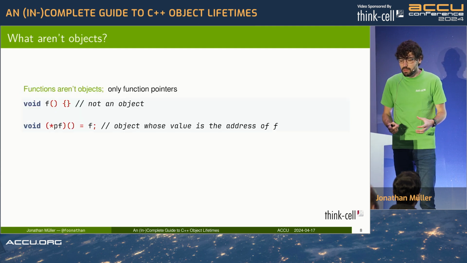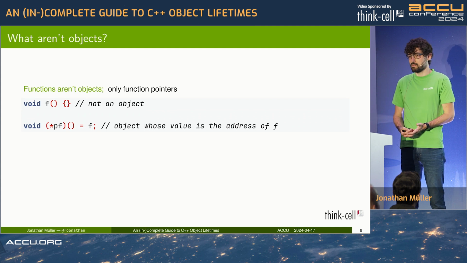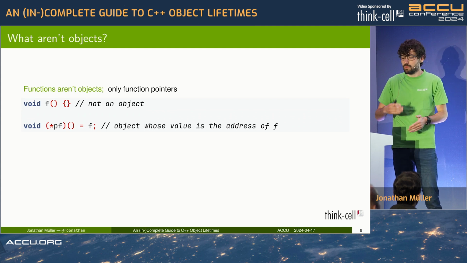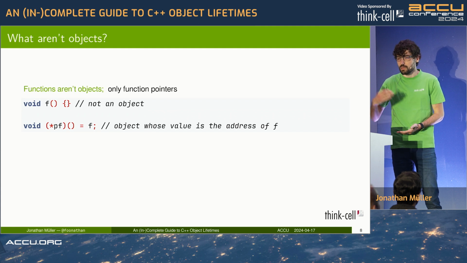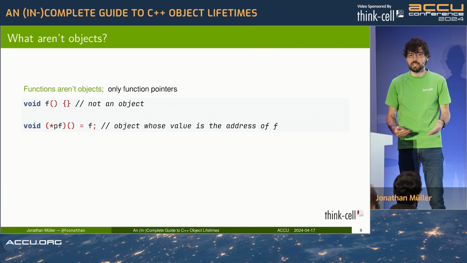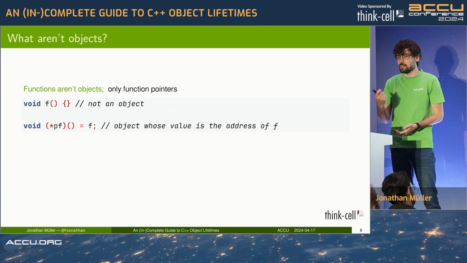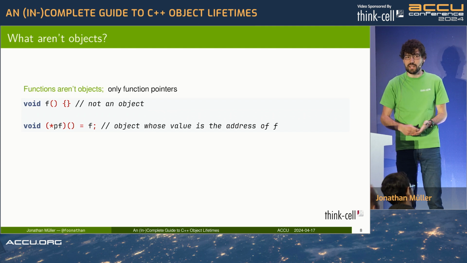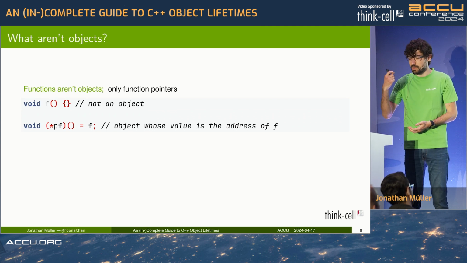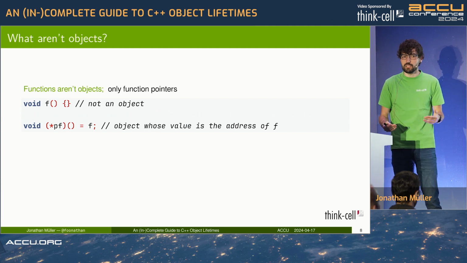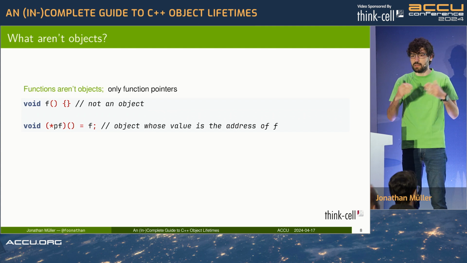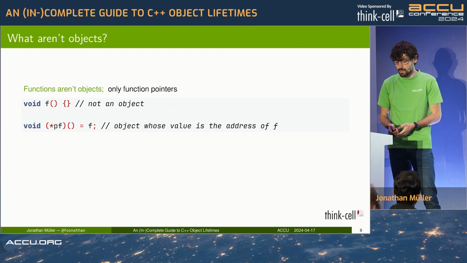Now, it's important to point out at this point that functions, for example, aren't objects. Functions are their own thing. Even though they can have an address, they're not really objects. Only function pointers are objects. So here we have a function f. This is not an object, this is a function. And then we've got a pointer to f. This is an object, and that value is the address of f. So the object is the thing that can change, that can be assigned, that can be manipulated, and the function is just some piece of code.